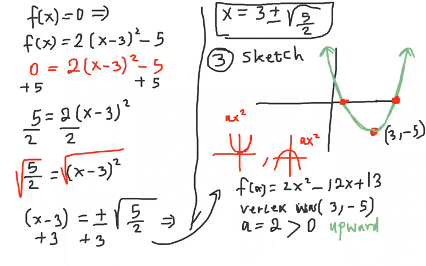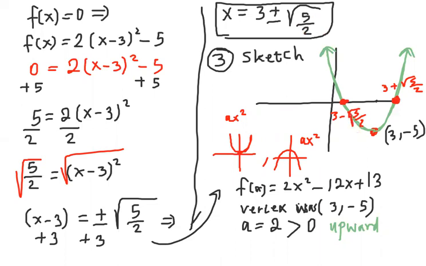It's 3 plus the square root of 5 over 2. And this is 3 minus the square root of 5 over 2. From where did I get this one? From here. This is the x-intercept. So the graph intersects the x-axis at the point 3 plus the square root of 5 over 2, and also 3 minus the square root of 5 over 2.